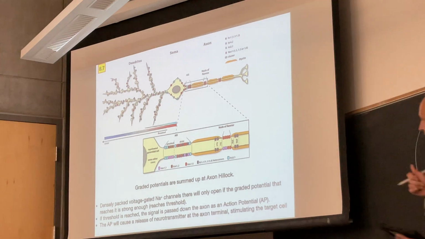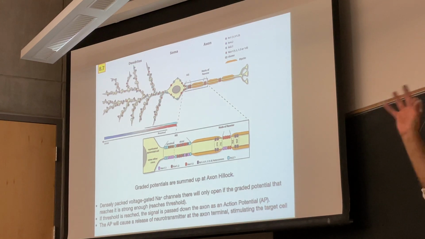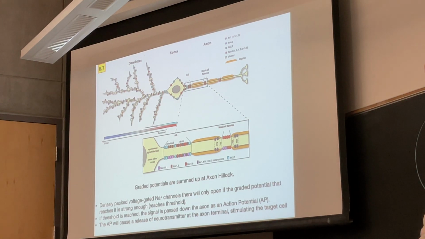Once it starts there, in the trigger zone, then we start the action potential, right? The voltage-gated channels are where the cell is actively responding. It's no longer a graded potential, no longer passive spread.